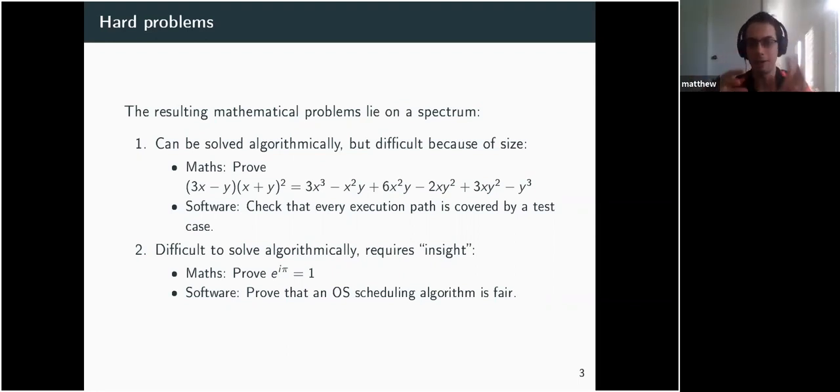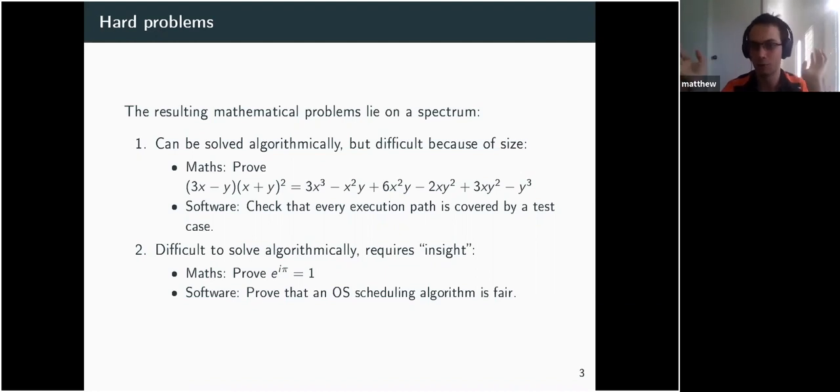On the other end of the spectrum, you have the problems that are super difficult to solve algorithmically because they require some nebulous concept called insight. They require taking results from lots of different areas or reasoning about global properties of a system that you can't capture algorithmically. So in maths, for example, if you're trying to prove Euler's identity, e to the i pi equals minus 1, it's difficult to imagine an algorithm that would come up with that based on the simple rules of arithmetic and complex numbers. Maybe you could, but it's not clear how to do that easily.